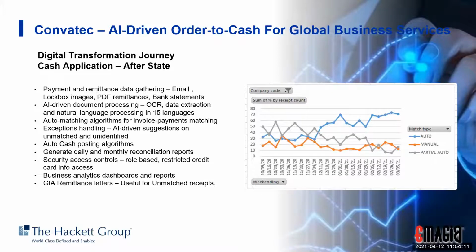So the cash application after state, as you can see in the graph here, the auto match percentage has significantly increased in the last few months. And as you know, it's a continuous process. When we started implementing, it was at 30%.